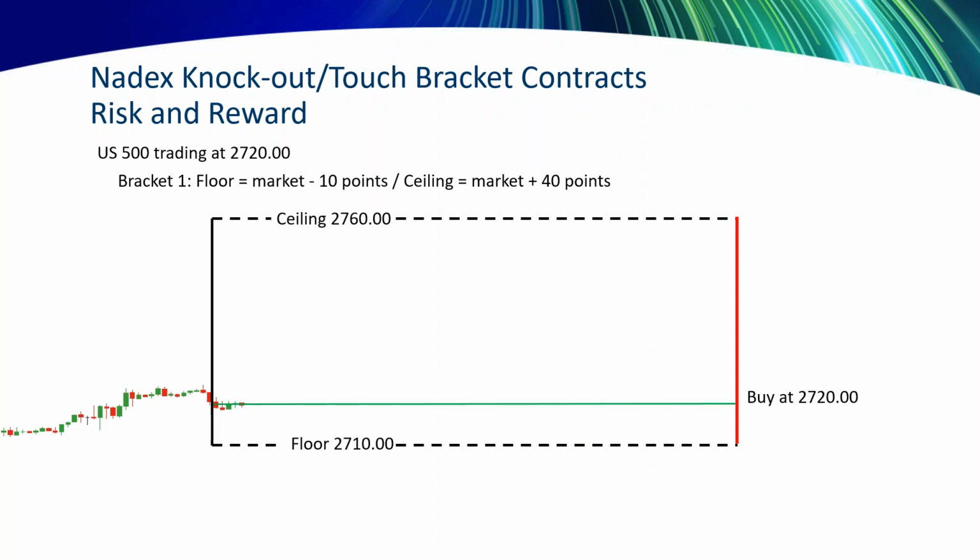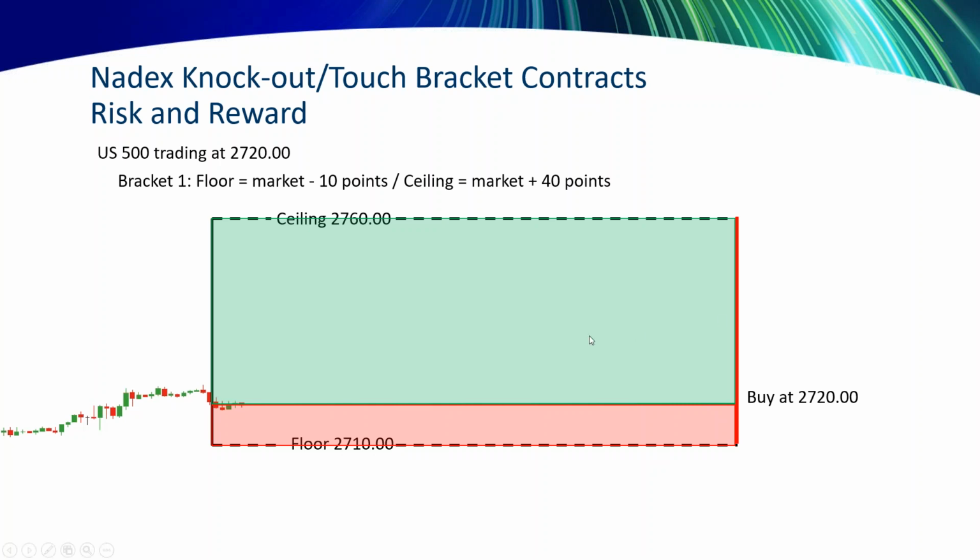So if we buy this contract at 27.20, the floor is our maximum risk, in this case $100. The ceiling is our maximum profit potential, right? In this case, that's a maximum profit potential of $400 on one contract. Of course, you can trade multiple contracts if you like, but on one contract, this trade is $100 risk, $400 potential reward, not inclusive of exchange fees of $1 per contract.